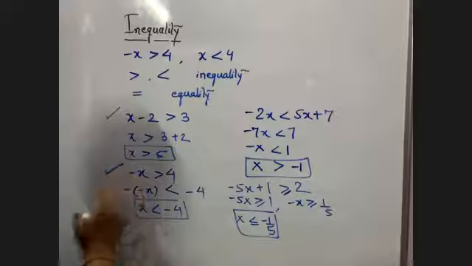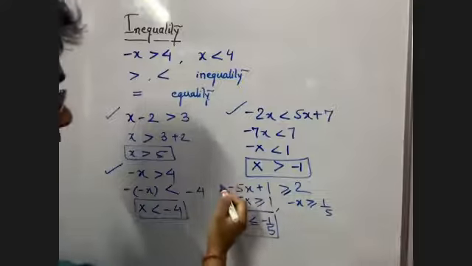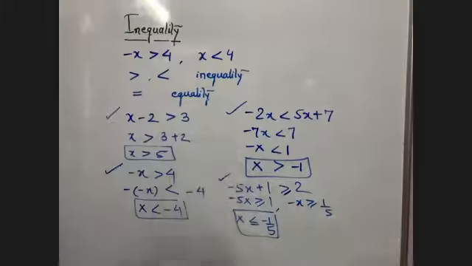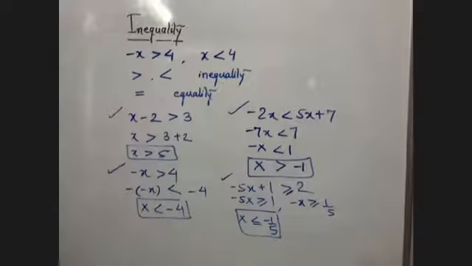If it is like this, I'll get this. If it is like this, getting this. If it is this, getting this. And if the problem is this, getting this. I hope these basics are clear. Write down this, beta.